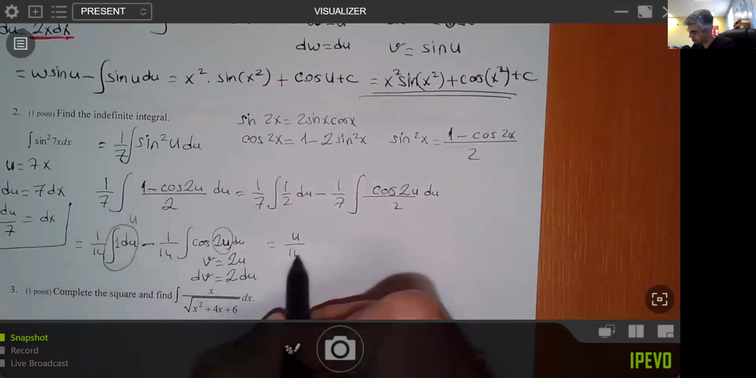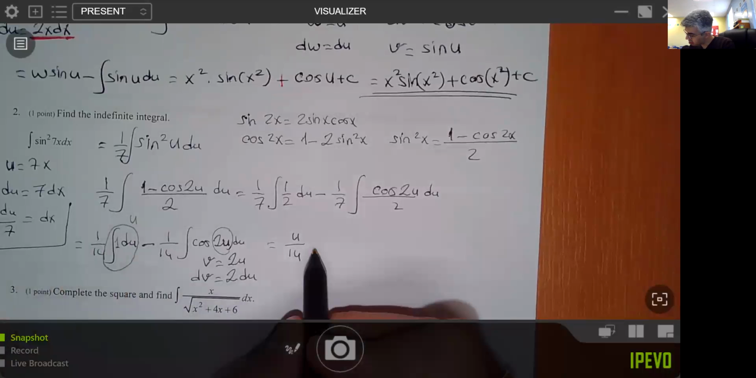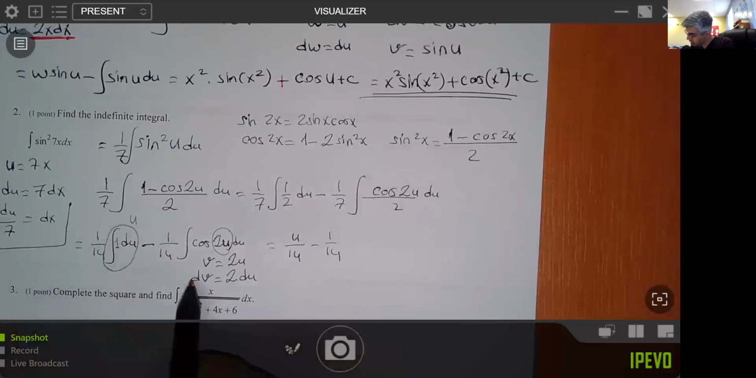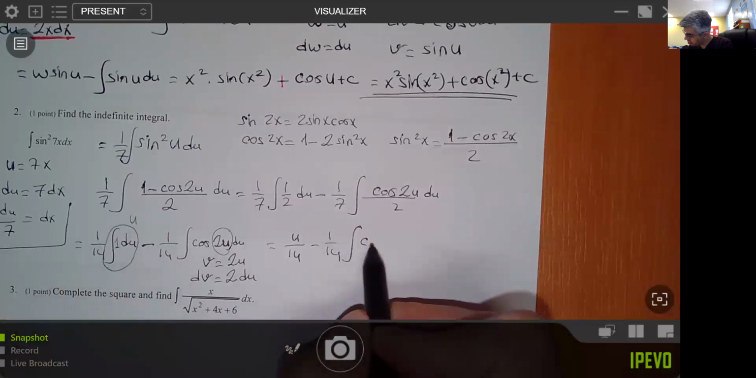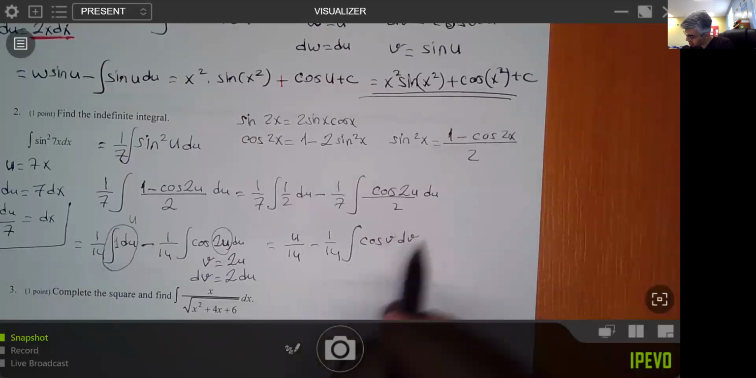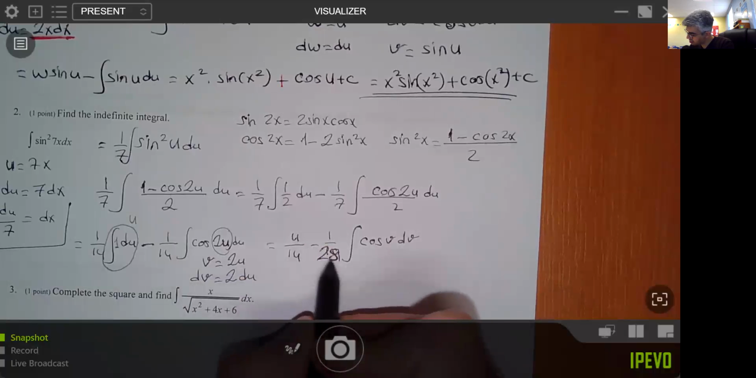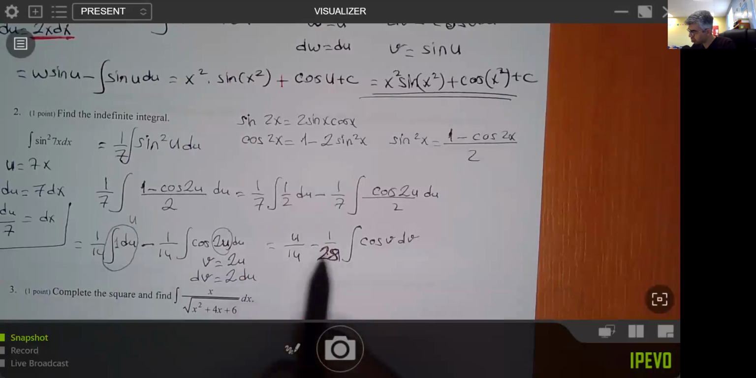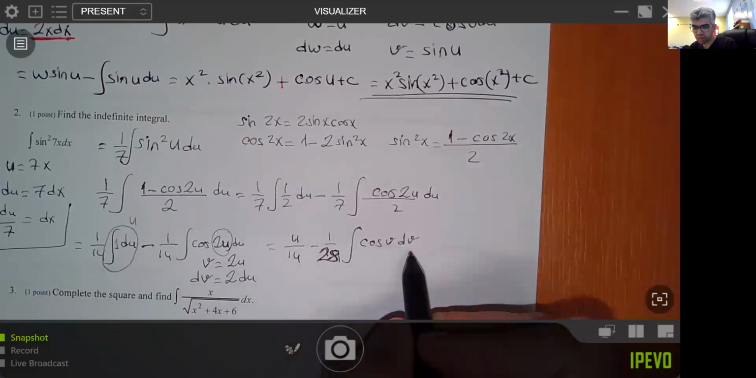So I have u over 14 from the first integral, it comes. And from the second one, minus 1 over 14. So I write it again. I have cosine v dv. Actually, dv is du over 2. Here I will have 28. It was 14 and now it's 28. And then cosine v dv. Now I know the formula. What is it, guys? That is the sine v, right?